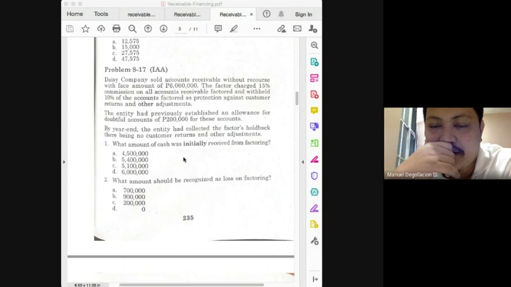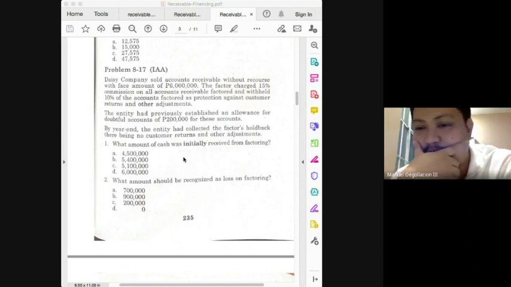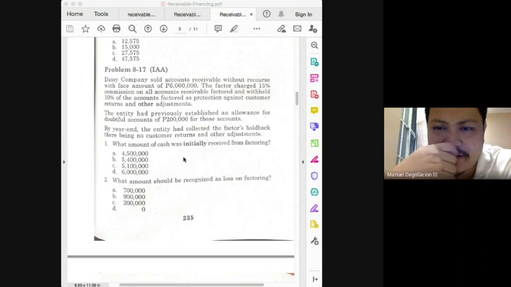But the amount deducted in getting our cash proceeds included a holdback that we can still recover. Actually, we were able to fully recover it, as stated in the last paragraph of the problem, amounting to 600,000, which is 10% of 6 million. So 1,300,000 minus 600,000, our loss would be 700,000, or simply just use the 900 minus 200.